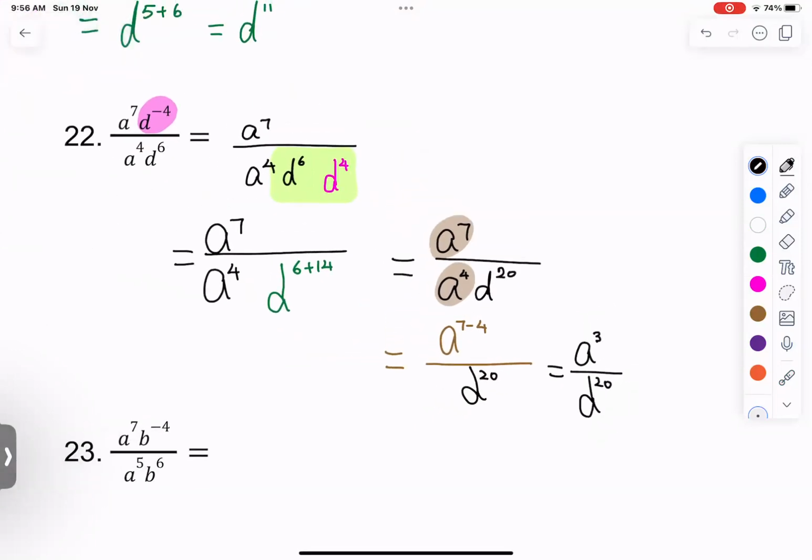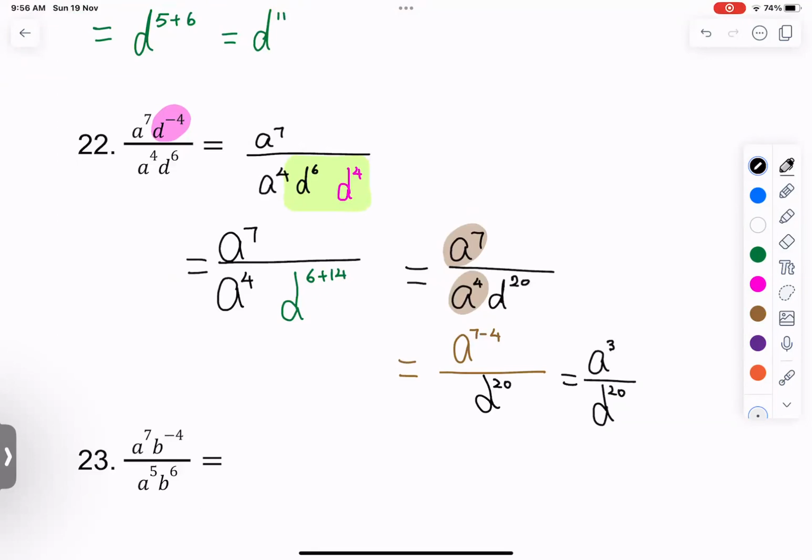Okay, now let's go through this again. In the question, there was a negative power. We need to deal with that first. We don't like negative vibes here. We like positive things. So deal with that first. It was negative on top. So move it down. When you move it, the power will change to positive. Okay.